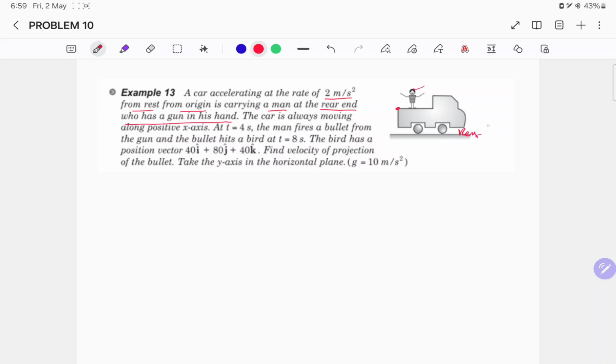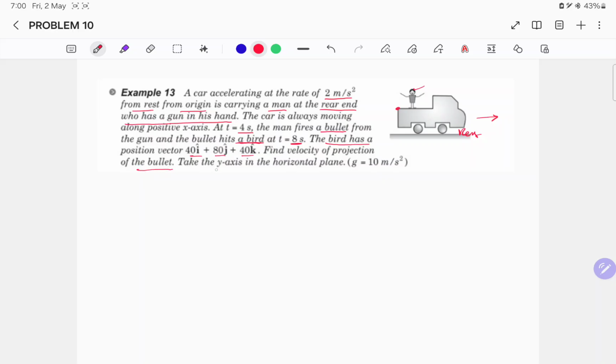When this car from rest accelerates along horizontal direction, after 4 seconds of journey this man fires a bullet so that he aims to hit the bird at t equal to 8 seconds. That means at t equal to 4 seconds he fires the bullet, and at the 8 second moment it hits, that is, in a time interval of 4 seconds the bullet goes and hits the bird. If this bird has a position vector of 40 i cap, 80 j cap, 40 k cap, find the velocity of projection of the bullet is the question.